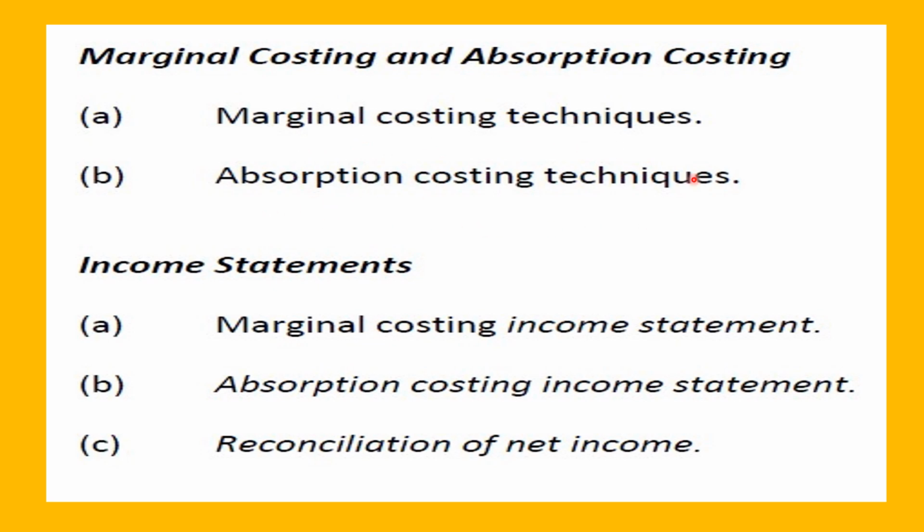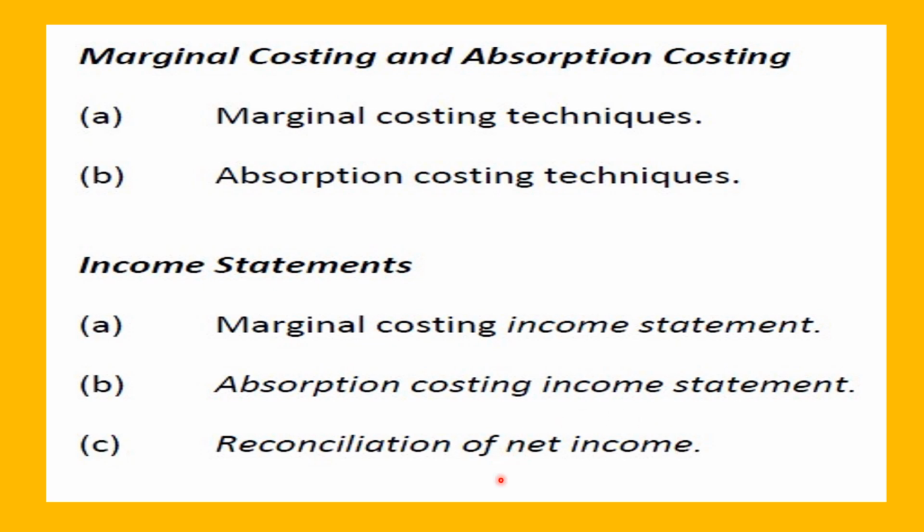Absorption costing has to do with the use of the POHR to allocate costs, or to apportion costs rather. Income statements: you need to be able to produce a marginal income statement with opening and closing stock. Nine out of ten times perhaps you don't get both opening and closing stock, you might just get the closing stock. And an absorption costing income statement as well, and be able to account for the difference between the two statements using the same data.